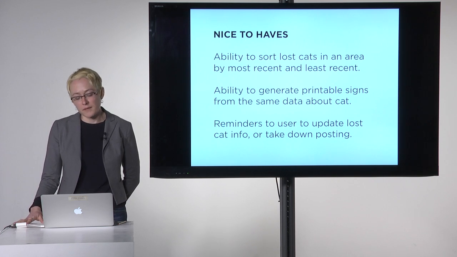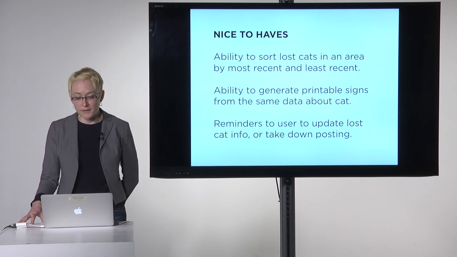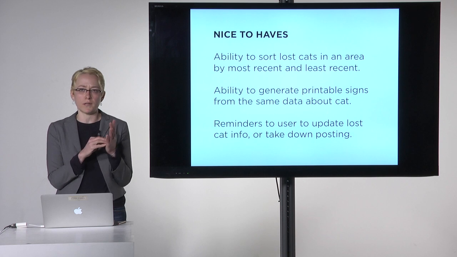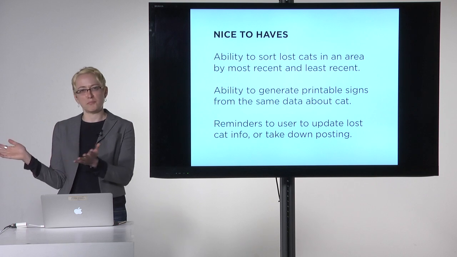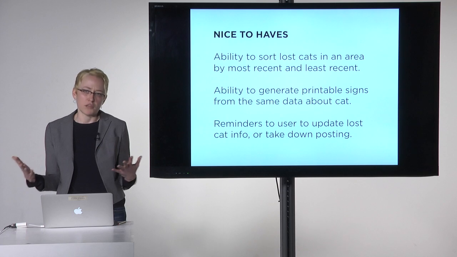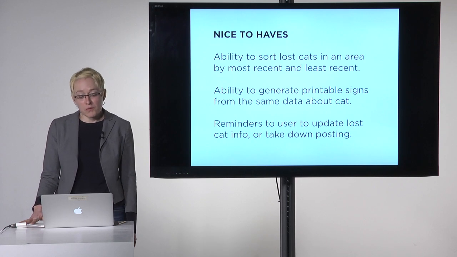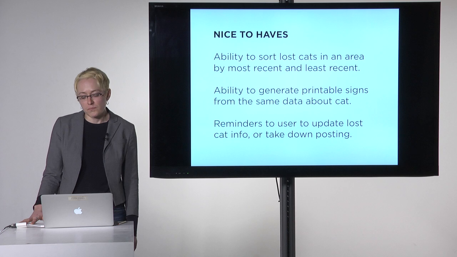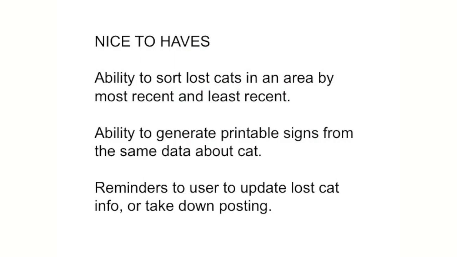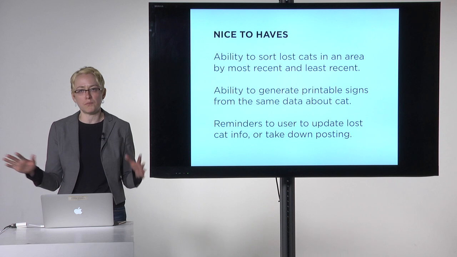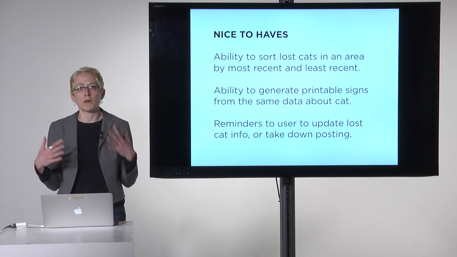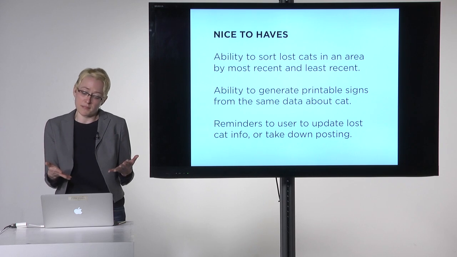It'd be awesome if this app could generate printable signs from the same data that you're putting into the app about the cat. So once you fill it in, you hit print, and some printer prints out your posters, and that way you have more than one way to try to get the word out there. It would also be nice to have if you could remind the user to update lost cat info or take down the posting. What we don't want to have happen is my app to just fill up with a bunch of cats. We want to make sure that the data is relevant. So let's have a system of alerts.